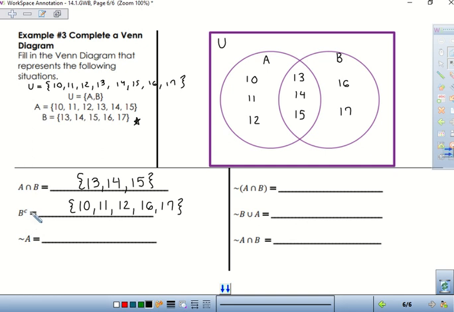Complement can be written several different ways. We either use a squiggly, we use a little C, or we use a little apostrophe. Okay? So, what's everything that's not in A?